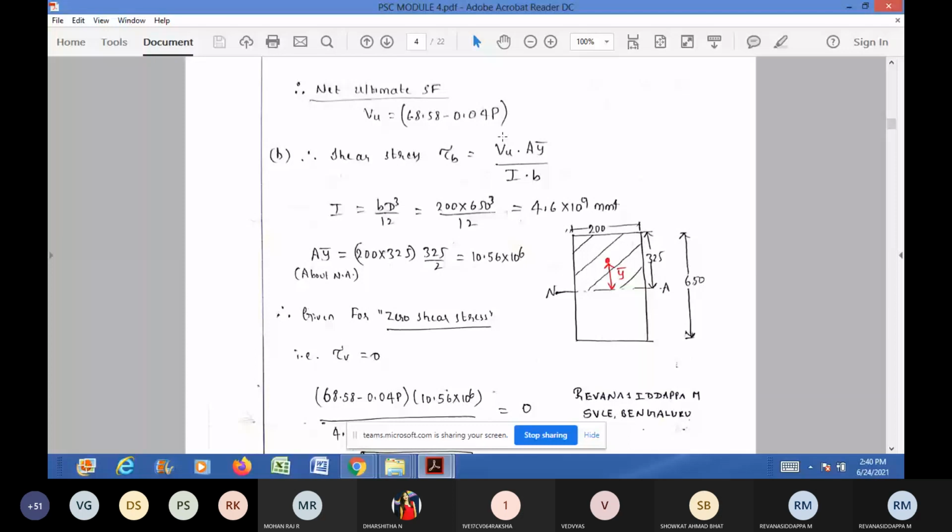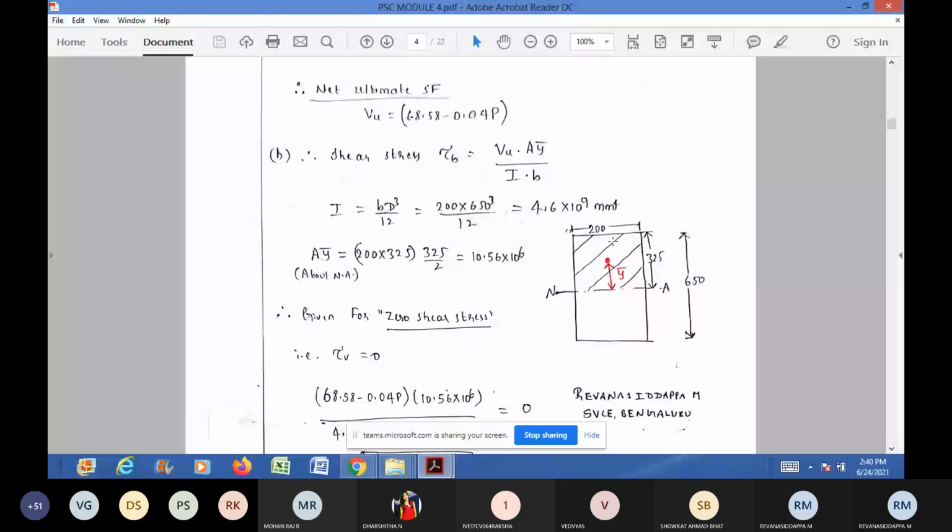Next term we have is AY bar. AY bar is the first moment of area about the neutral axis. A into Y bar represents area into distance, and area into distance represents the moment of an area. The first moment of area about the neutral axis. For that, draw the diagram. The first moment of the area which is lying above the neutral axis, and the moment of that area about the neutral axis.